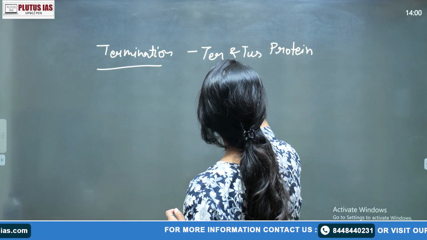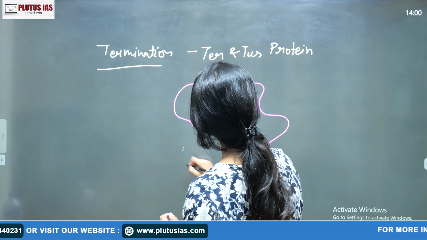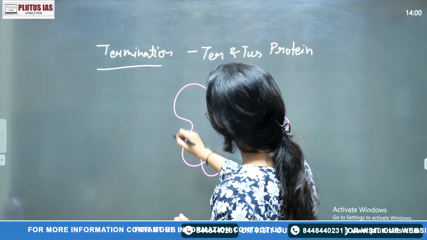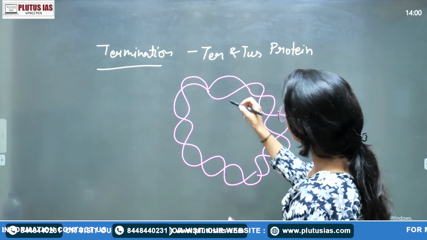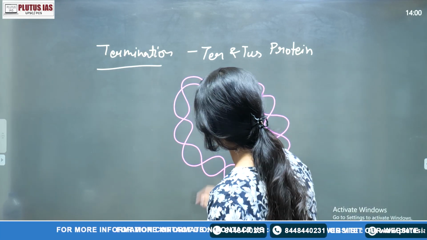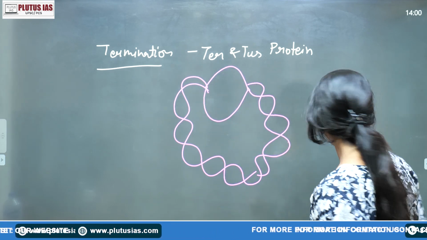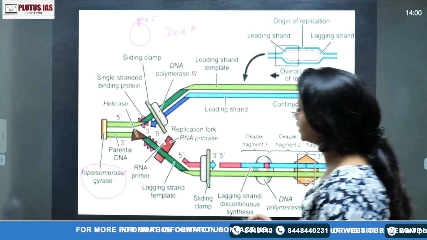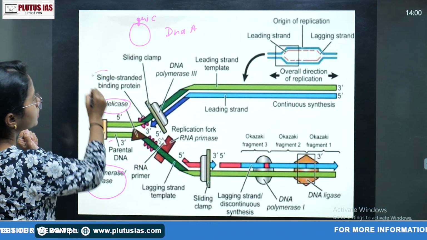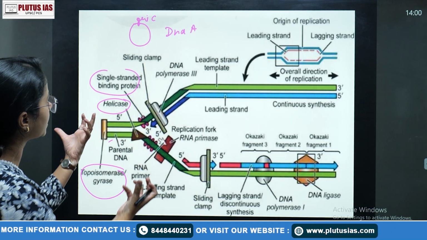Suppose this is the opening of the DNA. As on one side the DNA opens, on the other side the coiling can be constricted. So to release that coiling, the topoisomerase comes to open that coiling. First, the parental DNA, this is the helicase. Then this is the single-strand binding protein, to prevent the recoiling or annealing of the single-stranded DNA.